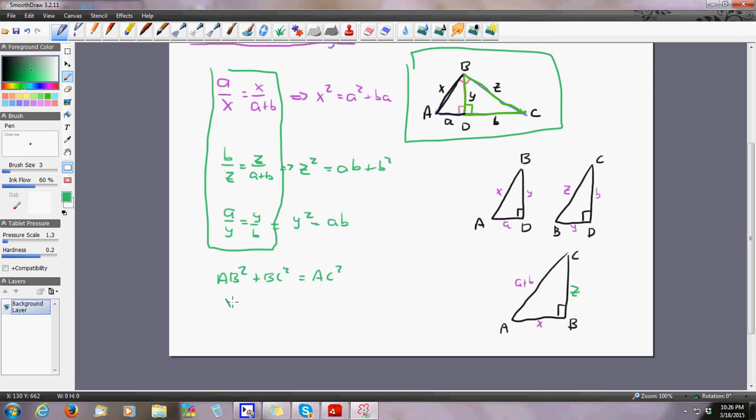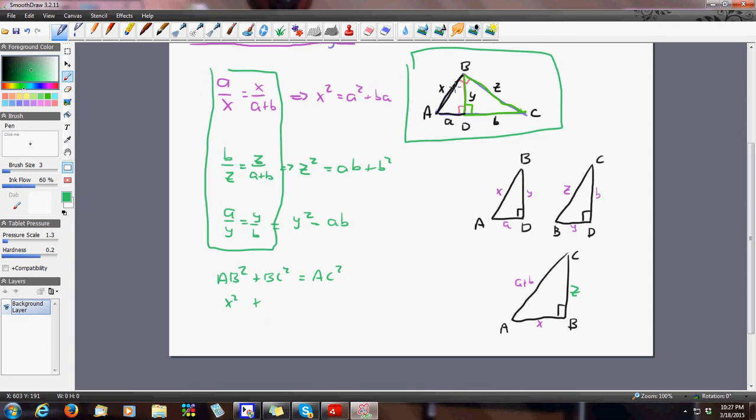ab squared is going to be x squared plus bc squared is z squared equals ac squared, which is a plus b squared. Now, a plus b squared, you have to FOIL out. You don't actually have to know this, but it's kind of cool. I'm going to just show you real quick anyway.